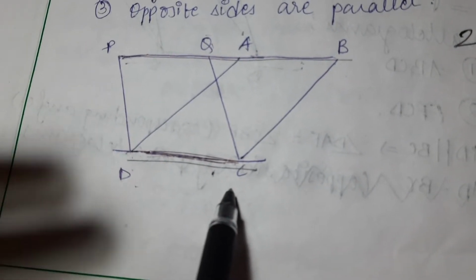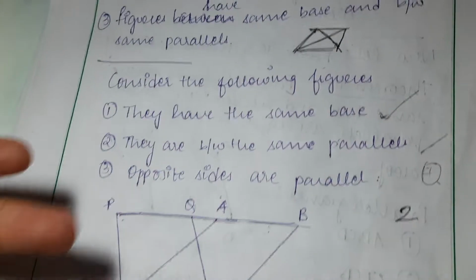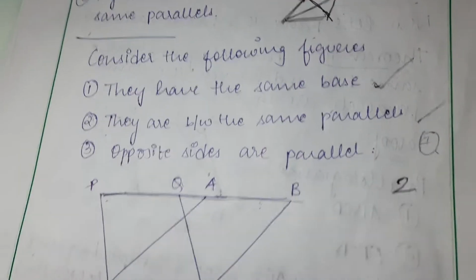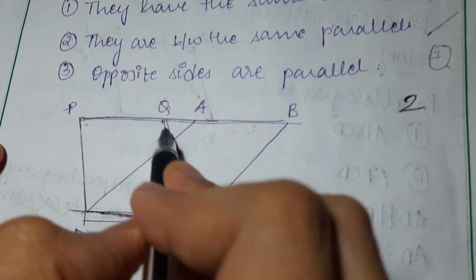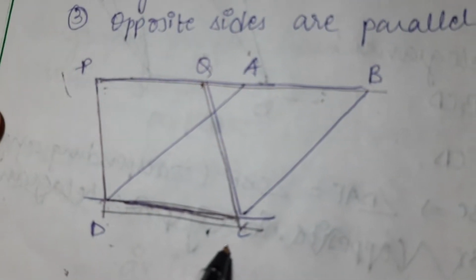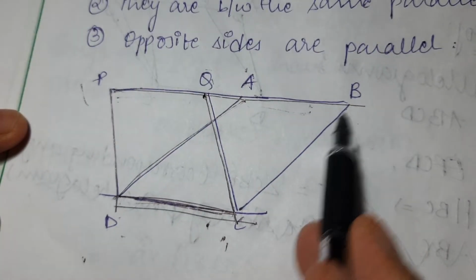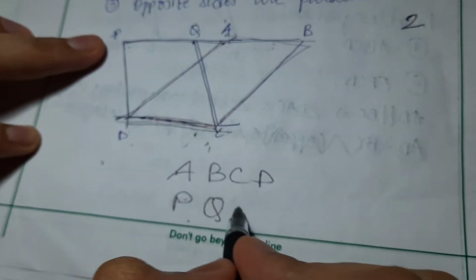Now the first point was that they have the same base. The second point is they are between the same parallels. Now the third point is that the other two sides, like PD and QC, are parallel. AD and BC are also parallel. So what are the two parallelograms we have? ABCD and PQCD. Now we're talking about these kind of figures.